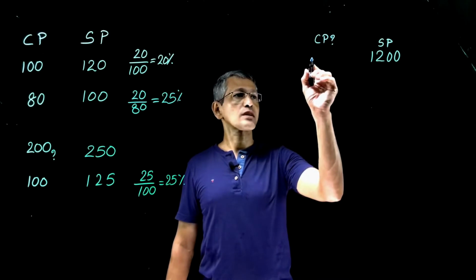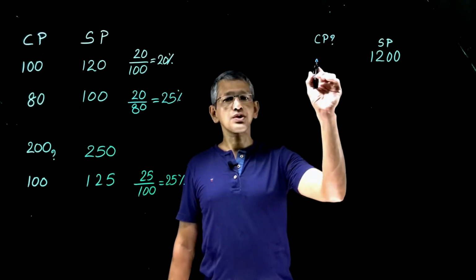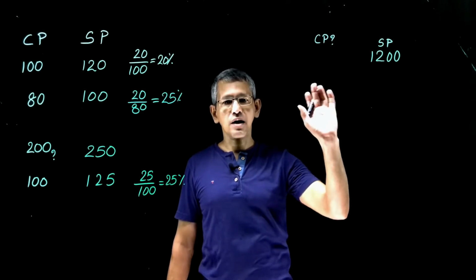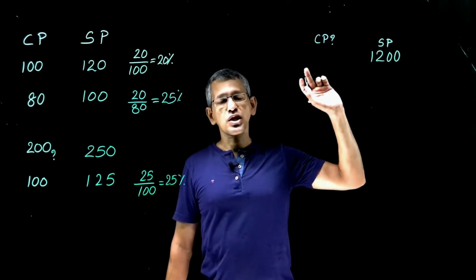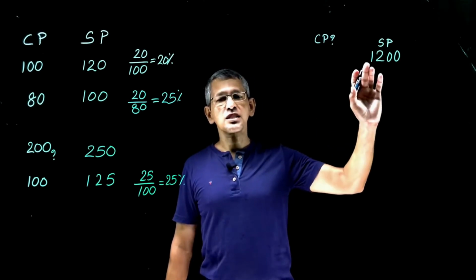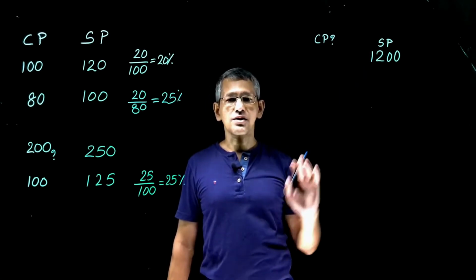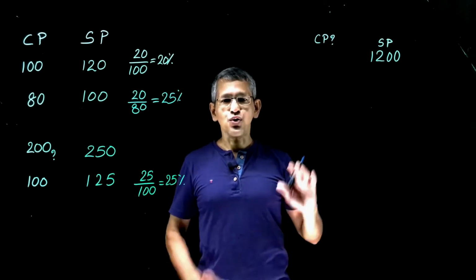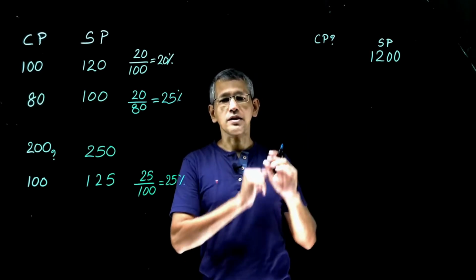If you take cost price as 1,000, 1,000 plus 50% of 1,000, that is 500. So then, in order to make the profit of 50%, selling price must be 1,500. That is not the case here. Here we have 1,200. So 1,000 cannot be the cost price.